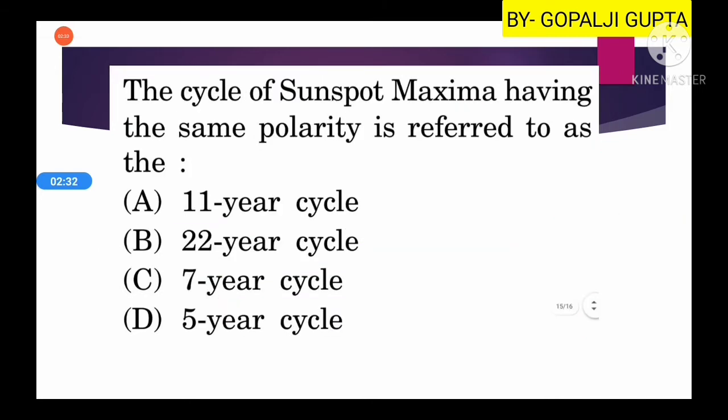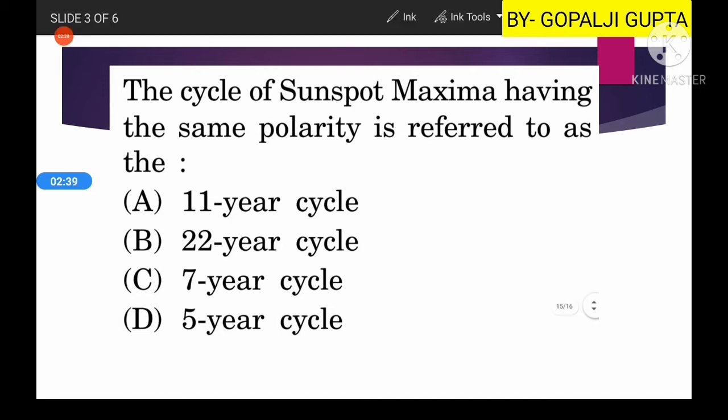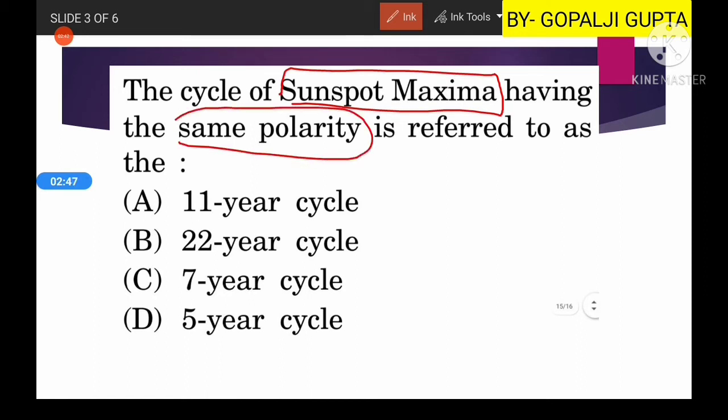Then another question is: the cycle of sunspot maxima having the same polarity is referred to as. Now there are two terms given. First is the sunspot maxima, another is same polarity. So if we talk about only the sunspot maxima, it is an 11-year cycle. Okay, but what happened during this 11 years? The magnetic reversal also occurred.